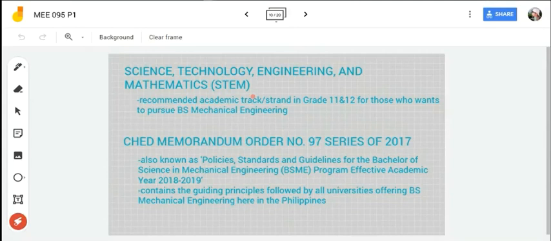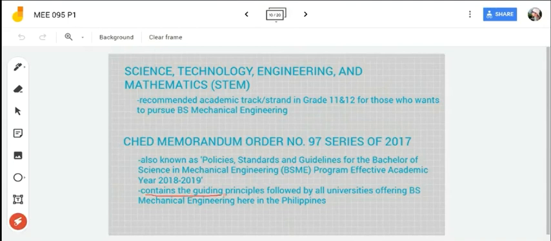So in response to our K-12 program, nagkaroon tayo ng revision with the CMO na ginagamit natin for the BS Mechanical Engineering program, and then it becomes the updated one, the CHED Memorandum number 97 series of 2017, where doon nakalagay yung ating mga policies, standards, and guidelines for the BS Mechanical Engineering program for different schools starting the academic year 2018-2019.